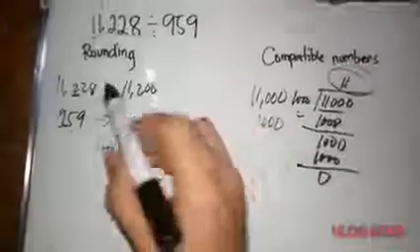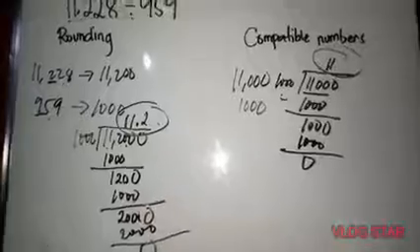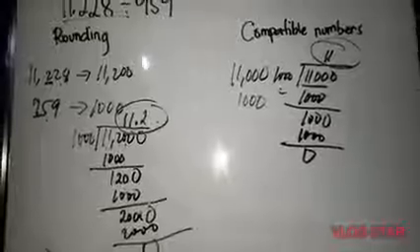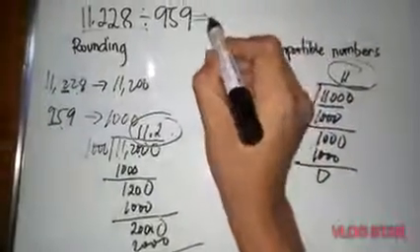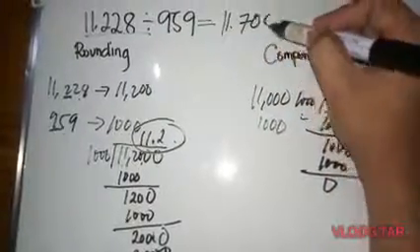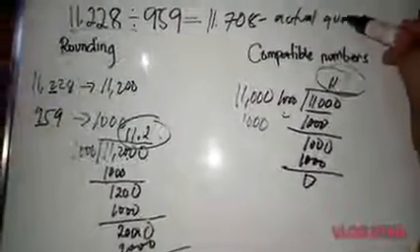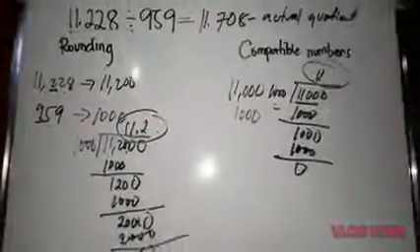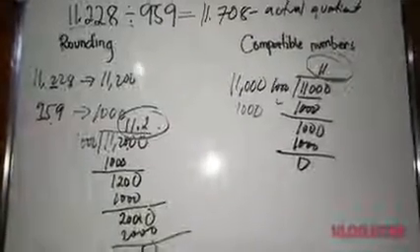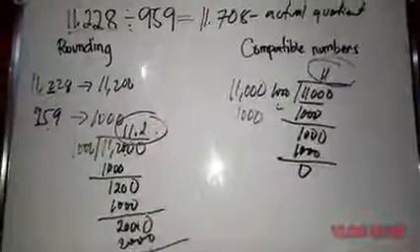So as you can see, in rounding, the quotient is 11.2, and in compatible numbers, the quotient is 11. In the actual quotient, when you divide this one, it is 11.708. So, choose which one is the best technique to use in estimating the quotient.